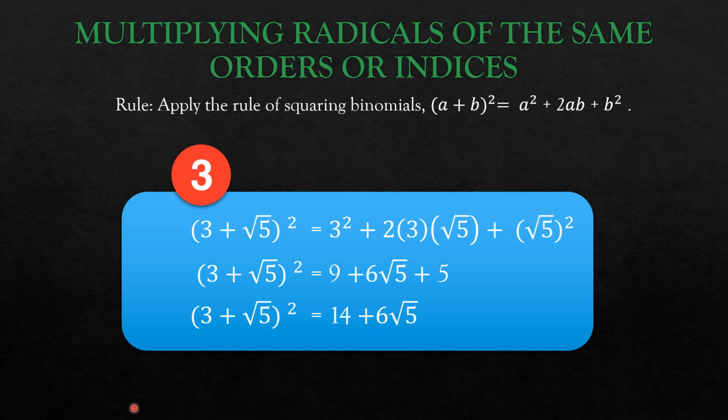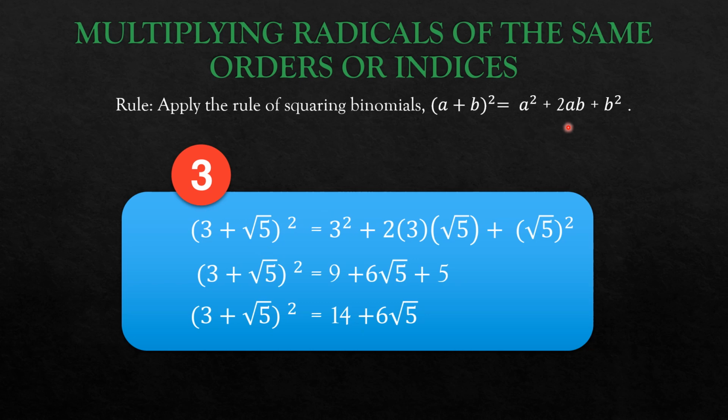For example 3, we have the quantity 3 plus square root of 5 squared, meaning we are going to multiply 3 plus square root of 5 by itself. So, para makuha natin ang product niyan, apply the rule of squaring binomials. Binomial po kasi ito. So, sabi dito, paano ba tayo nag-square ng binomials? Quantity a plus b squared is equal to a squared plus 2ab plus b squared. So, dito, ang value ng a natin ay 3, ang value ng b natin ay square root of 5.